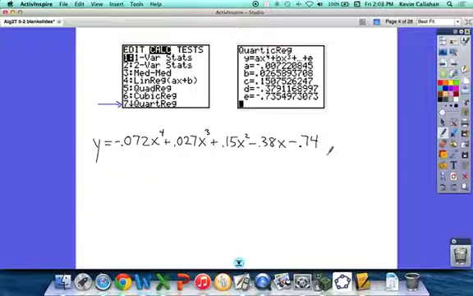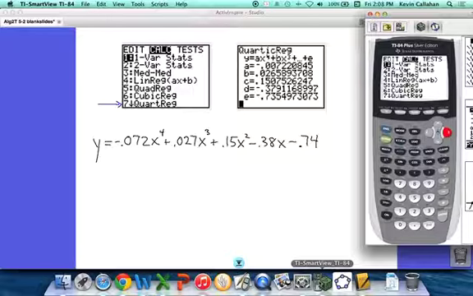Now, the other thing that I showed you guys was that you could actually have the calculator put that equation into y equals so that you could see the graph, instead of having to load it yourself. You should try it because it's very convenient.